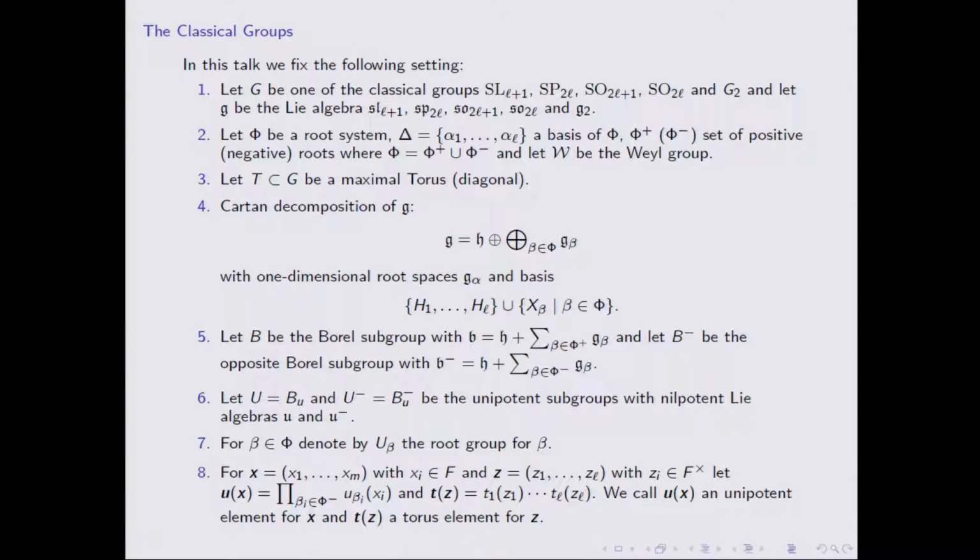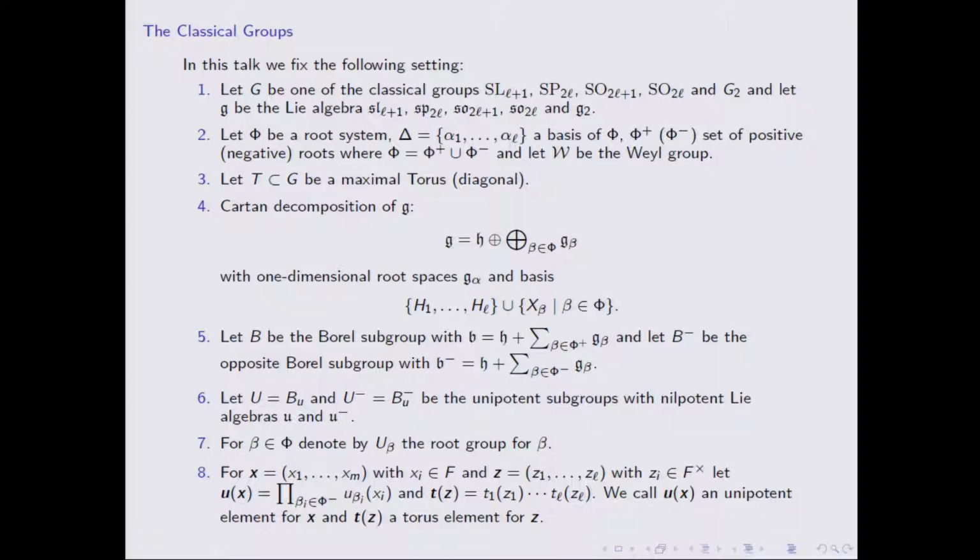Well, we also fix the Borel subgroup. Here the Borel subgroup with Lie algebra the Cartan subalgebra plus the root spaces for the positive roots, and we fix its opposite Borel subgroup with the corresponding Lie algebra. Then we have the maximal unipotent subgroups and the opposite, with the maximal nilpotent subalgebras, U and U minus. Then, well, this is standard, and if you know the theory of Lie groups, you don't really need to remember this notation.